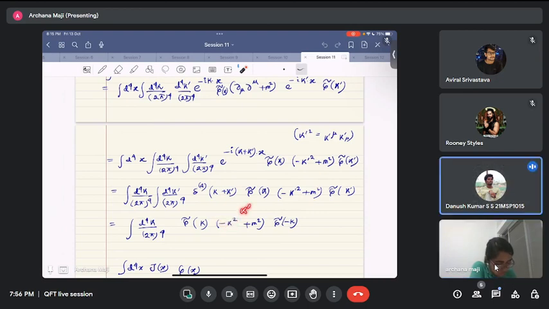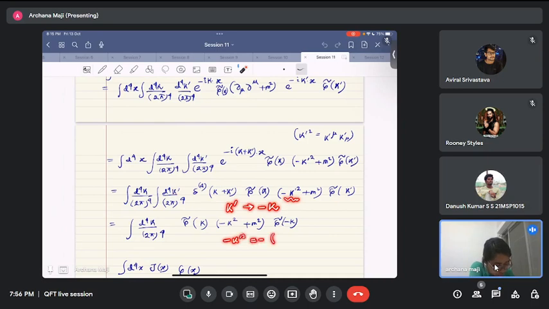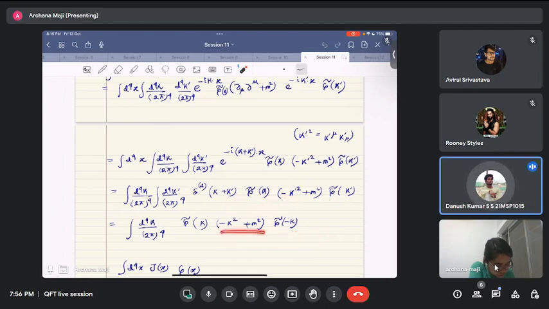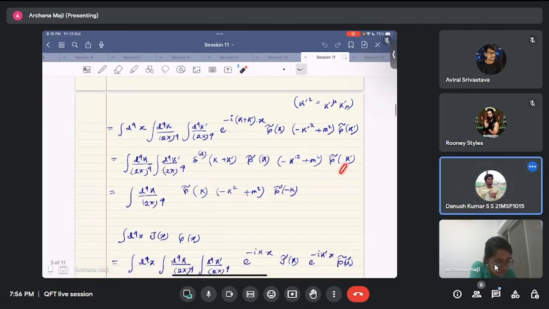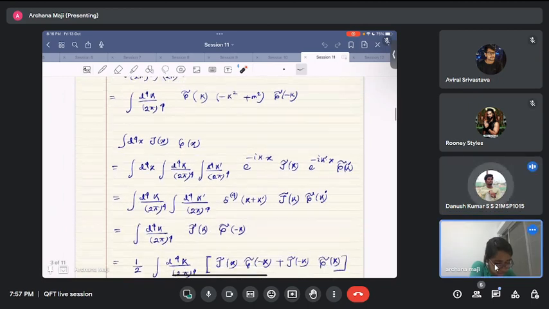So here it's delta of k plus k prime. When you take the integration over k prime, you will replace k prime by minus k. It is minus k prime square, which is minus of minus k whole square. So that means minus k square. Oh, okay, ma'am. And this gets replaced by minus k.